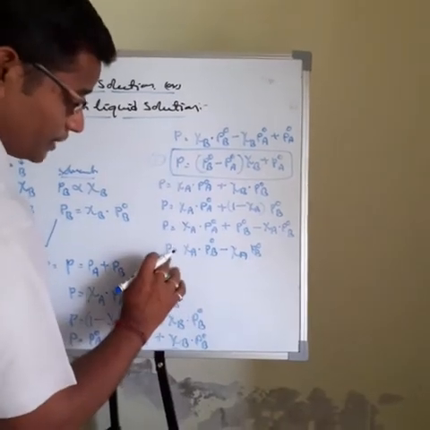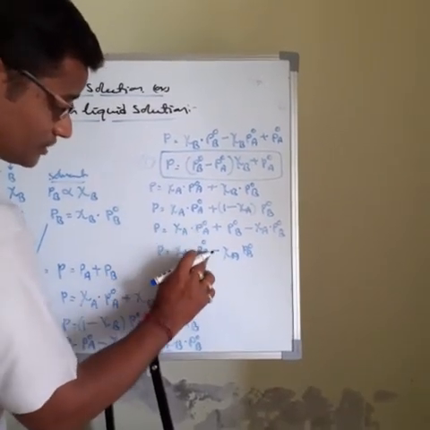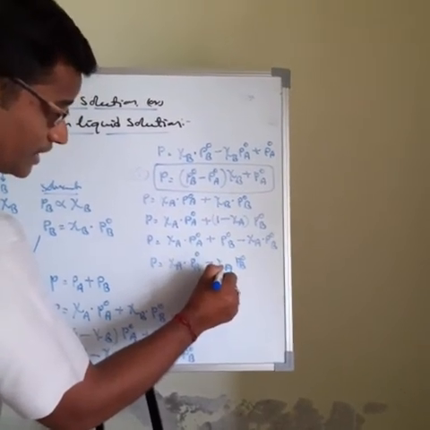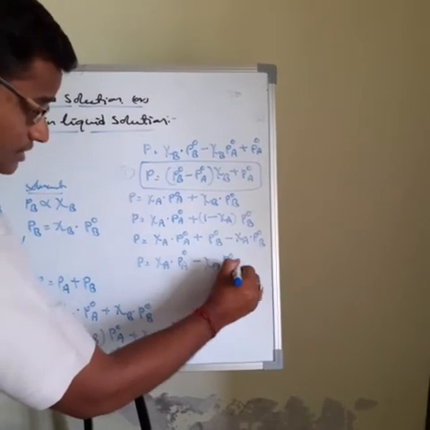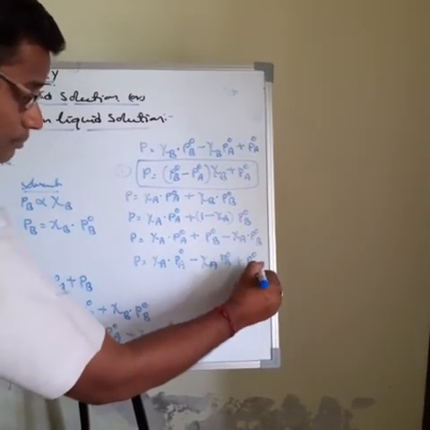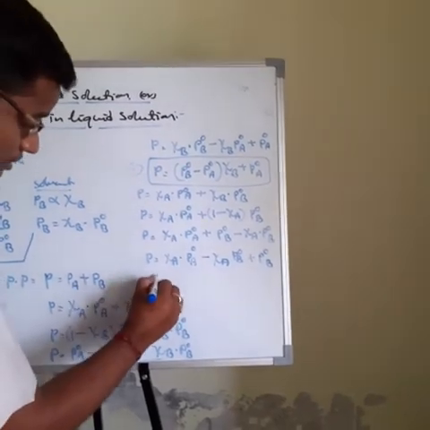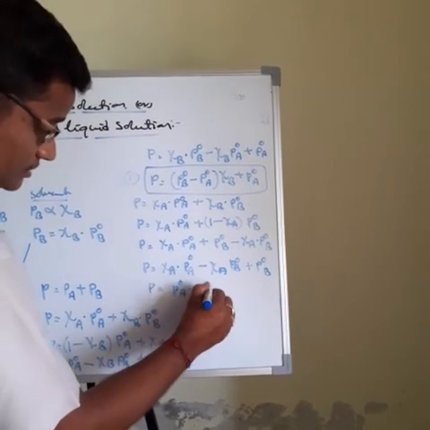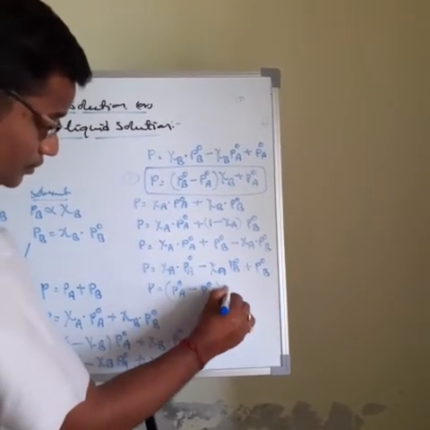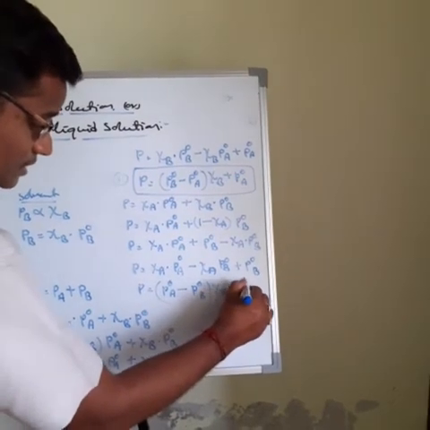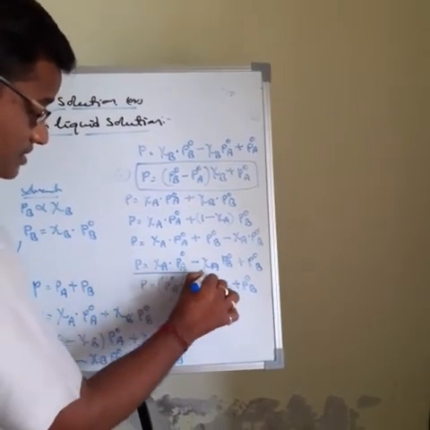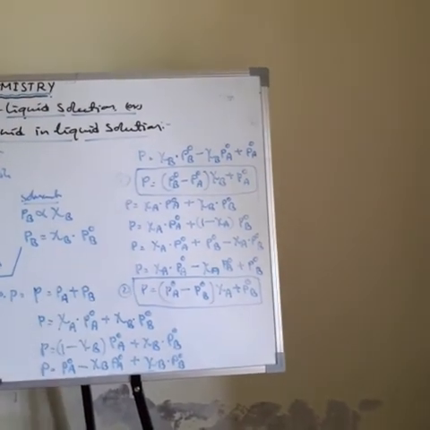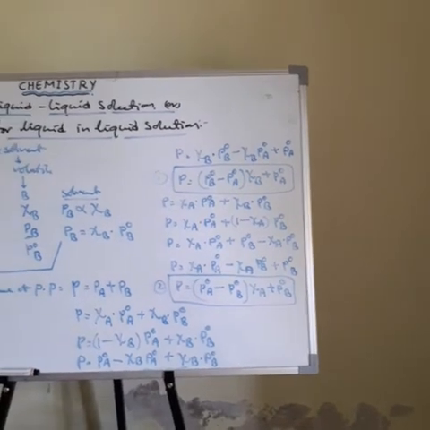P is equal to xi A into P naught A minus xi A into P naught B plus P naught B. Understood? Then next, P is equal to, here xi A is common, therefore (P naught A minus P naught B) into xi A plus P naught B. So this is the second equation. So this is about the Raoult's law derivation.